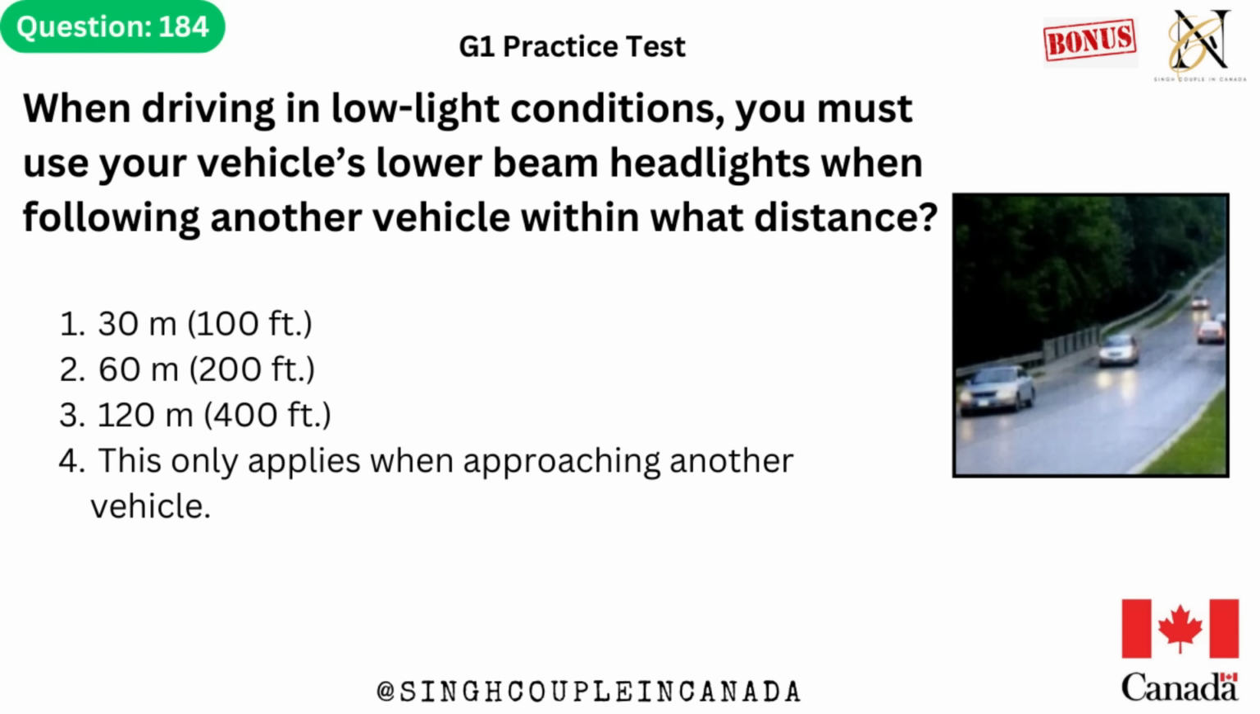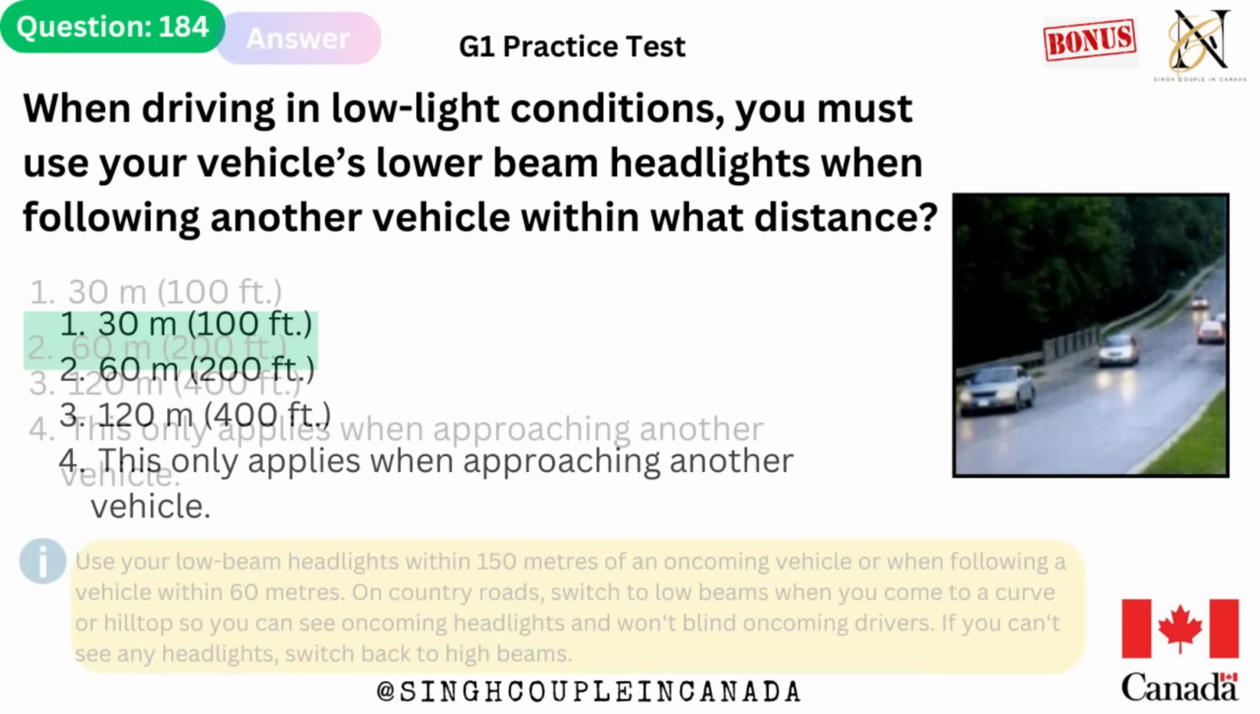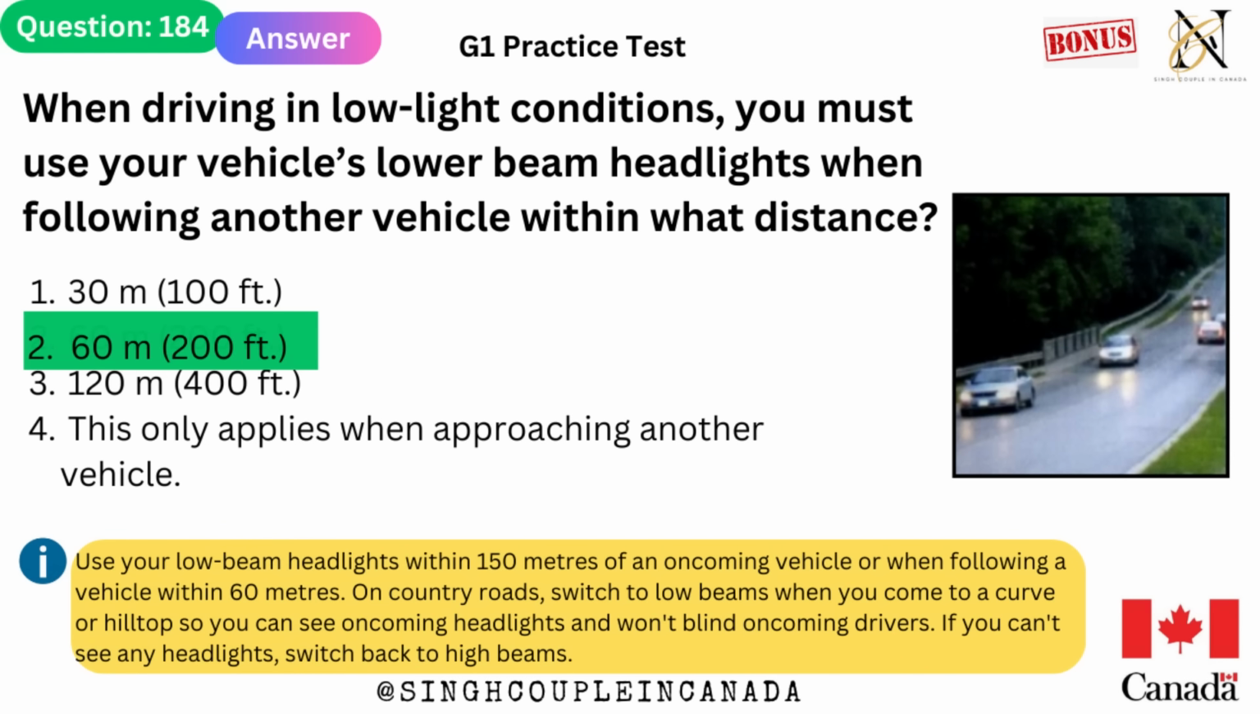When driving in low light conditions, you must use your vehicle's lower beam headlights when following another vehicle within what distance? 1. 30 meters, 100 feet. 2. 60 meters, 200 feet. 3. 120 meters, 400 feet. 4. This only applies when approaching another vehicle. The answer is 2. 60 meters, 200 feet.